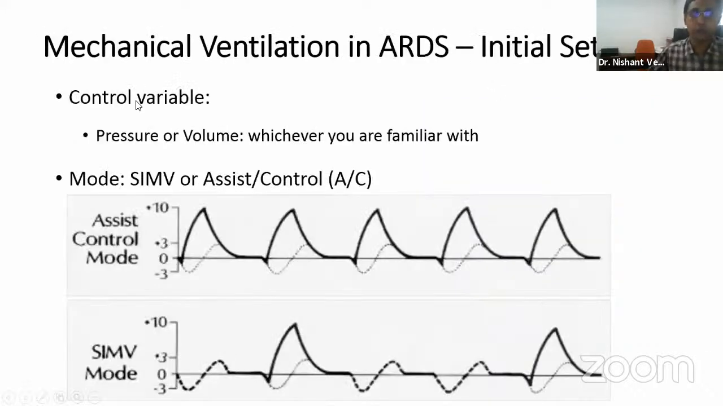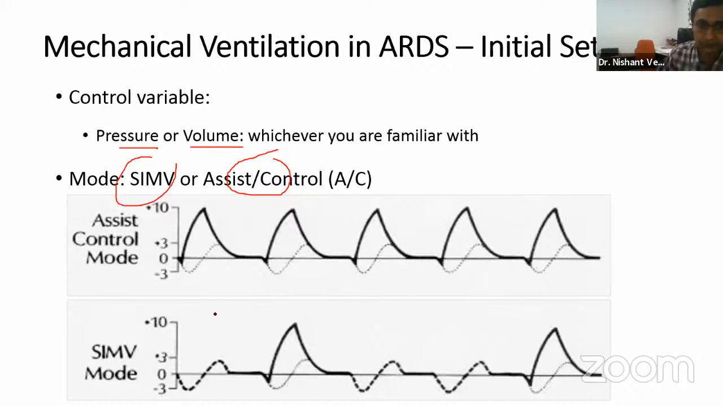So initial settings, once you have decided which control variable you want to use, which can be either pressure or volume, whichever you are familiar with, both have certain advantages and certain disadvantages. So you can choose either pressure or volume, whichever you are comfortable with. Next thing is choose your mode. So you want to use SIMV mode or the assist control mode. Again, both of them are quite similar, but assist control decreases the work of breathing more as compared to your SIMV mode. And both these modes are widely available in most of the mechanical ventilators.